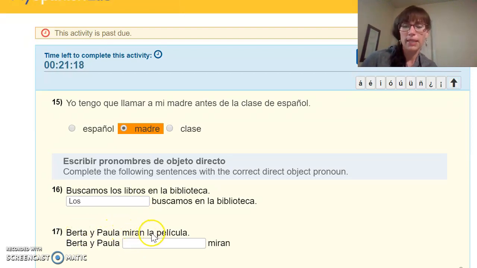Berta y Paula miran la película. If our verb is miran, who or what is being watched? La película. Okay, singular and feminine, we're going to use the direct object pronoun la.